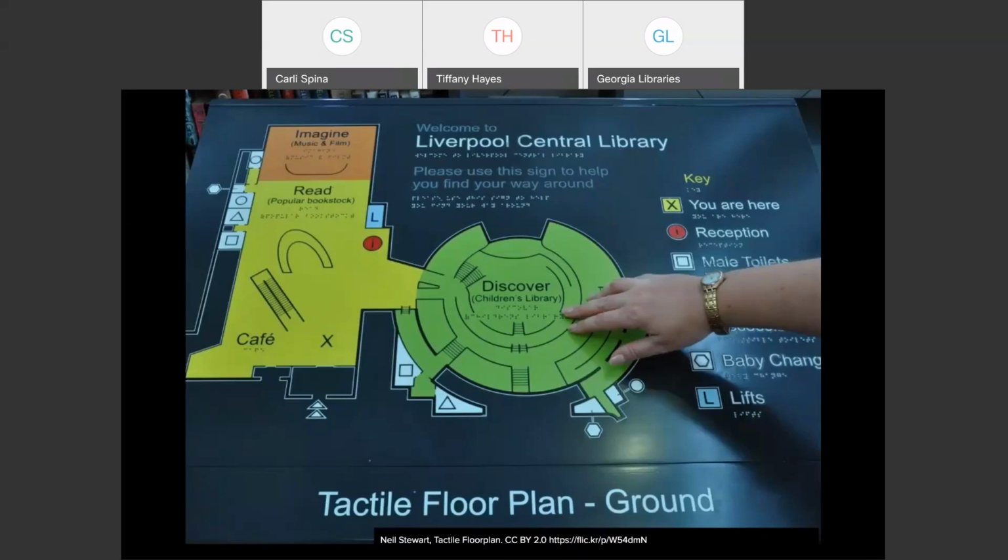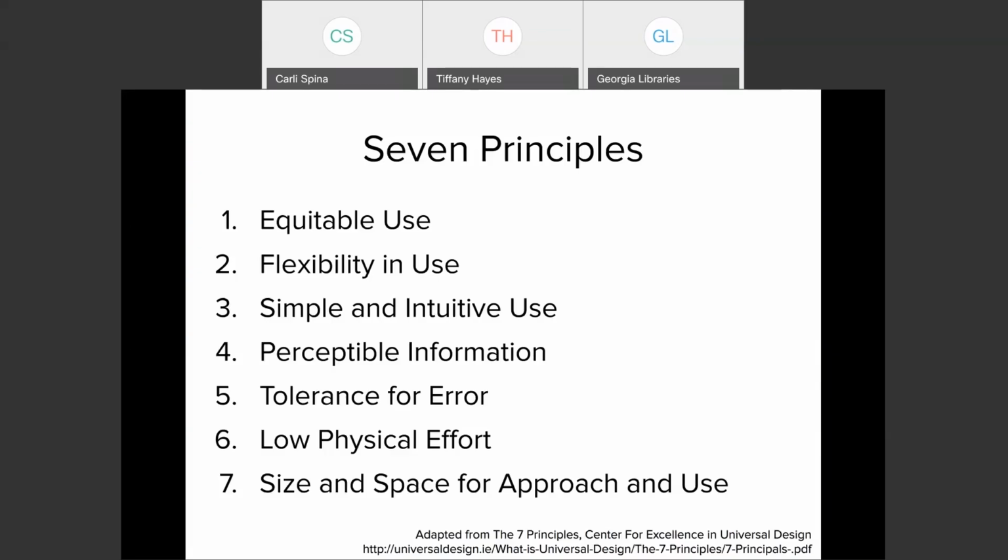And it's really very easy to just get a grasp very quickly of what they're talking about. So now that you've seen those examples, hopefully these 7 principles will make a little bit more sense. The foundation of universal design is these 7 principles.